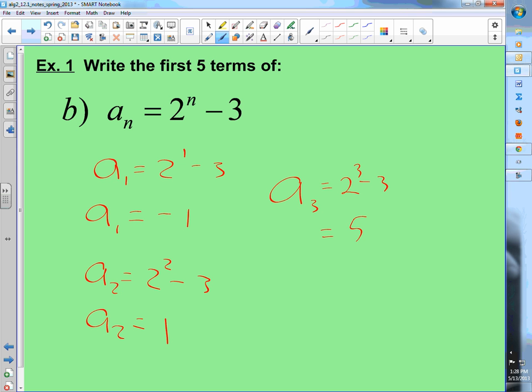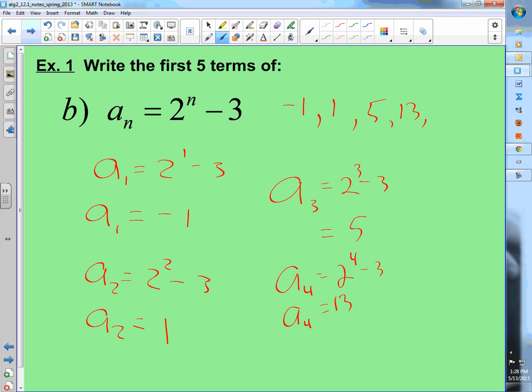So when you look at your sequence, you might be saying, oh, well, yeah, it's going to be -1, 1, and then you might go to 3. But 2 to the 3rd is 8. Minus 3 is going to give you 5 for the 3rd term. So the 4th term is going to be 2 to the 4th minus 3, which is 13.